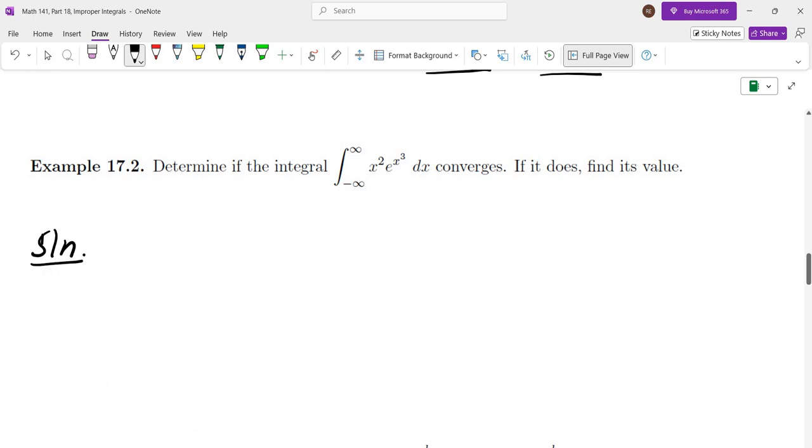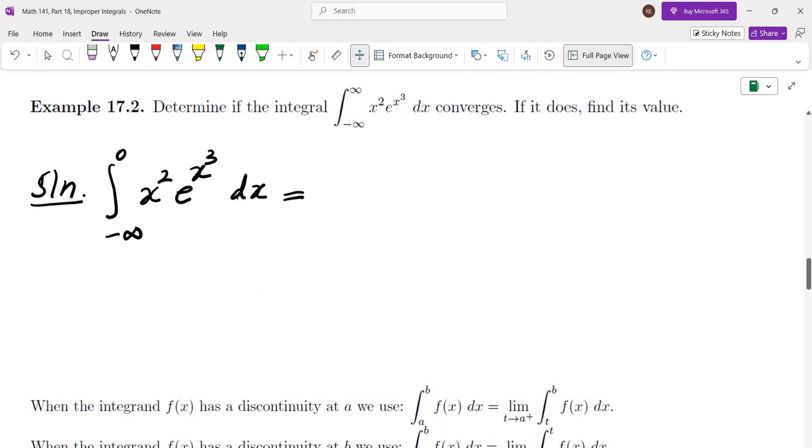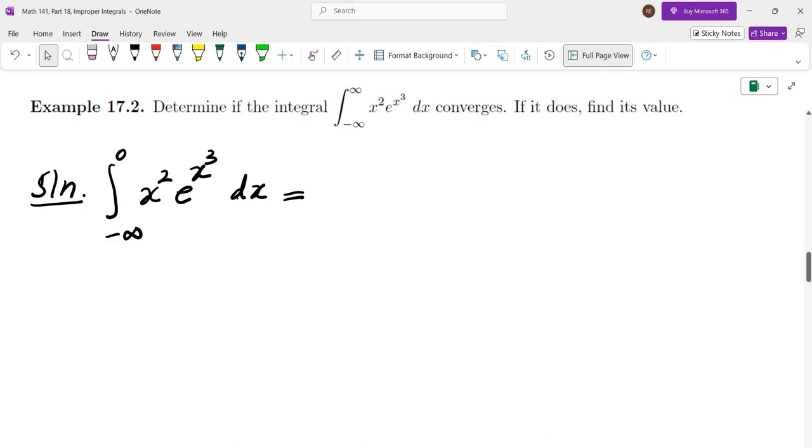We are trying to evaluate the integral from negative infinity to infinity of x squared e to the power of x cubed. So first we'll have to evaluate the integral from negative infinity to 0 of x squared e to the power of x cubed dx. If this converges, then we'll also evaluate the integral from 0 to infinity of x squared e to the power of x cubed. And if both of them converge, then we add them up, we get the value of this integral. If one of them diverges, then the integral diverges. So let's do the calculation of this.